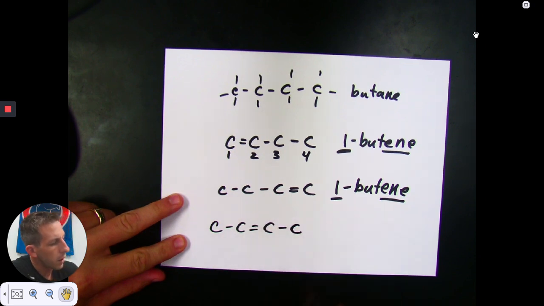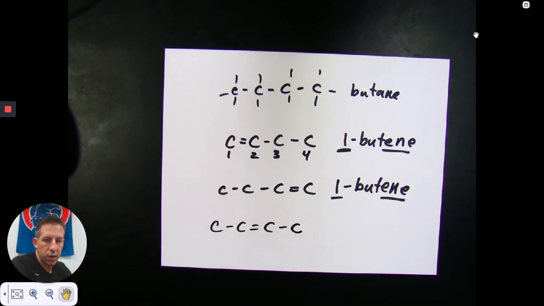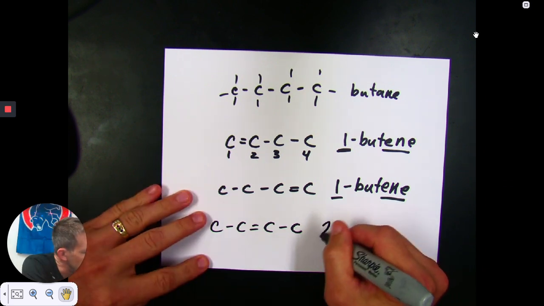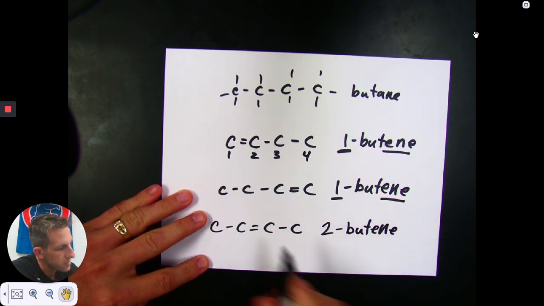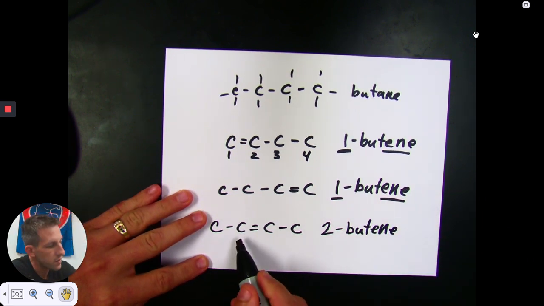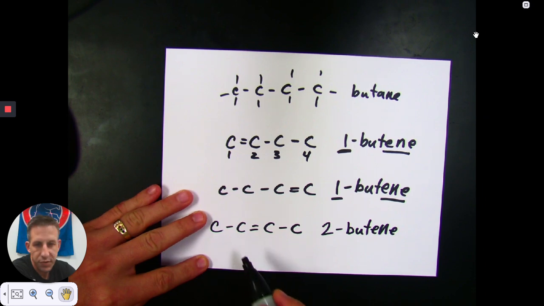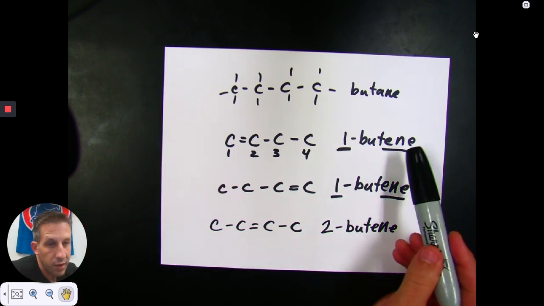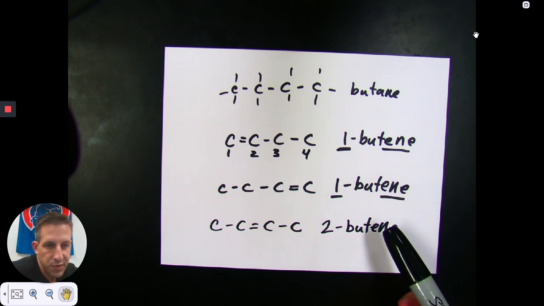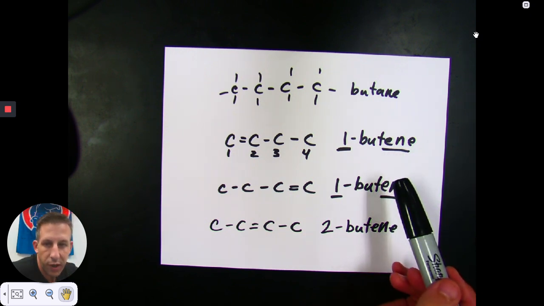All right, let's see what you can figure out. What's that one called? That one is called 2-butene. 2-butene, okay, because that double bond is located between the 2 and 3 carbons. So I can guarantee you, I don't know much about 1-butene versus 2-butene, but I can guarantee you that their physical properties are going to be different.